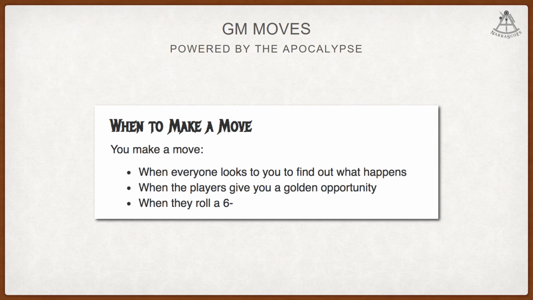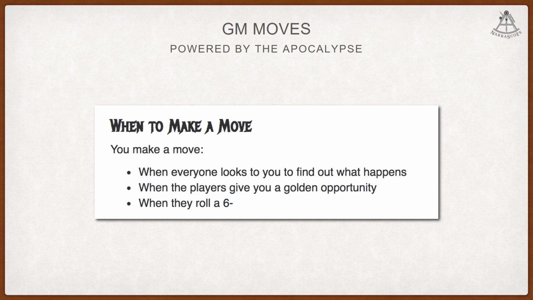But what's really interesting to me is that game masters are also only supposed to act via moves. In fact, there are only 3 triggers game masters have for when they're allowed to do something. It's when everyone looks at you because they want to know what happens next. It's when the players give you a golden opportunity, which is something like, you walk into a room that you knew was trapped, or you punch the ambassador in the face, right? It's like, yeah, we know what's going to happen there. Or it's when they fail a die roll.